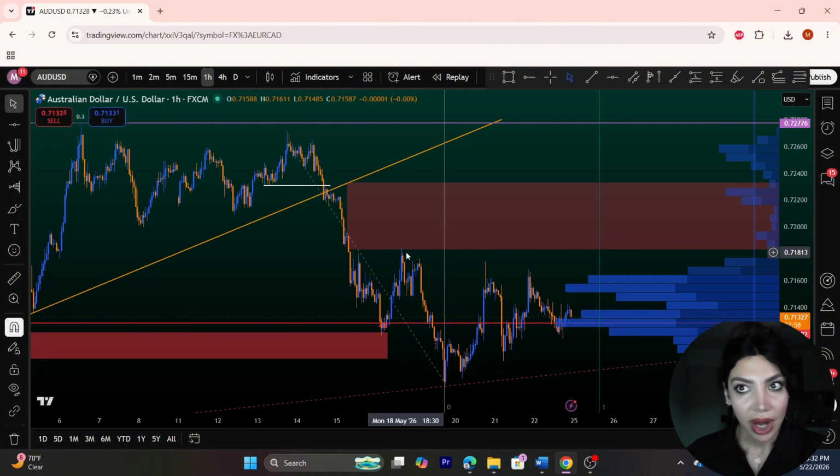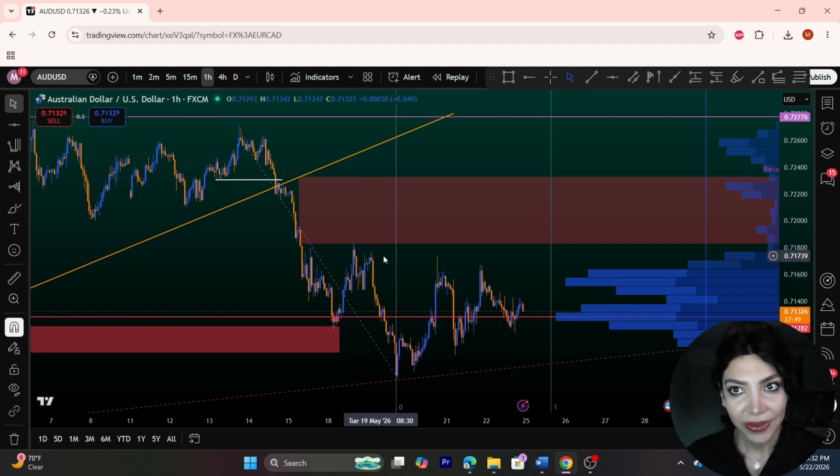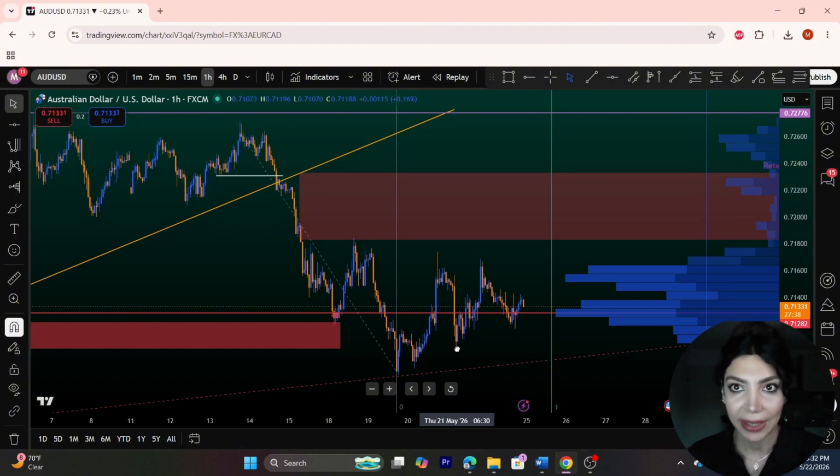And an early sign that sellers were already active in the market. And price only tapped into the edge of the zone and quickly rotated lower, as you can see, indicating strong selling pressure stepping in immediately.